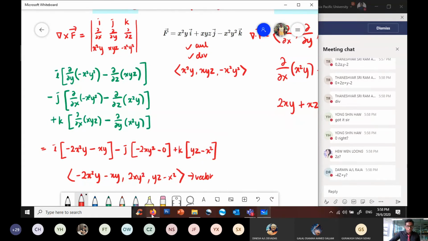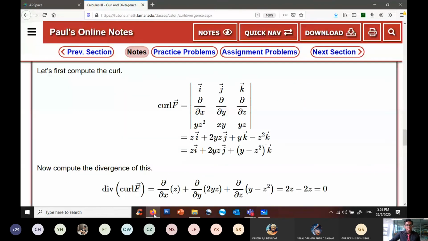The divergence just now, it was 0, right? Yes. Divergence. Once you get a curl, which is a complicated vector there, but then you find the divergence, you should get 0.